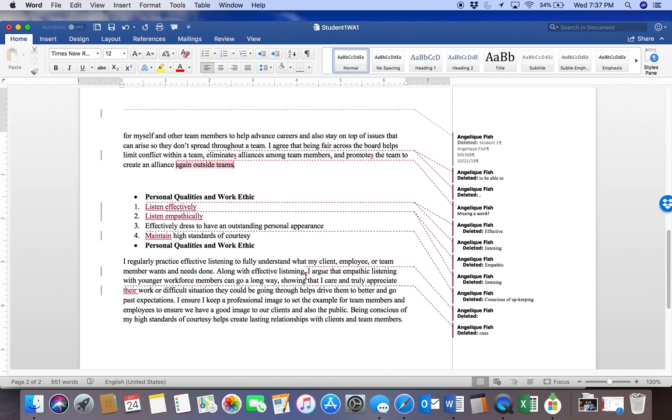So along with effective listening, I argue that empathetic listening with younger workforce members can go a long way. How about in showing that I care and truly appreciate their work or difficult situation they could be going through helps. So now we're like shifting here. Helps drive them to be better and go past. So this whole part needs to be reworded, and really we could probably break this into 2 sentences just to increase clarity there. So I'll have to work on that after I'm done with this video.